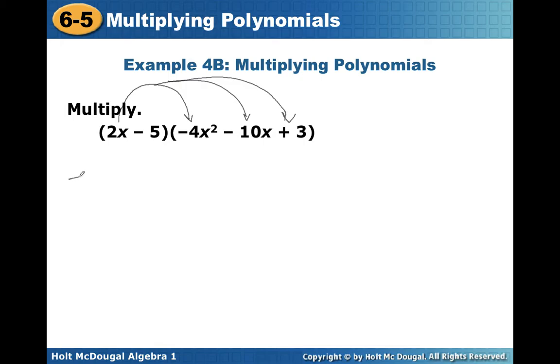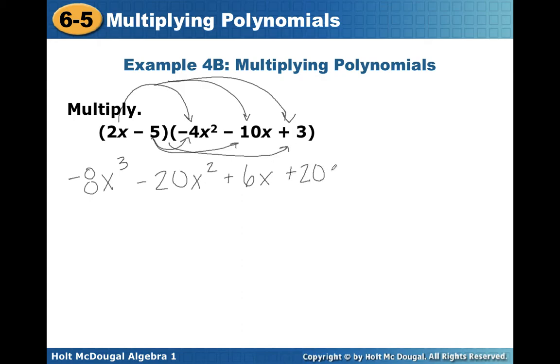This would get me negative 8x cubed, negative 20x squared, and 6x. And then here, distributing it in by negative 5. This would get me a positive 20x squared, a positive 50x, and a negative 15.